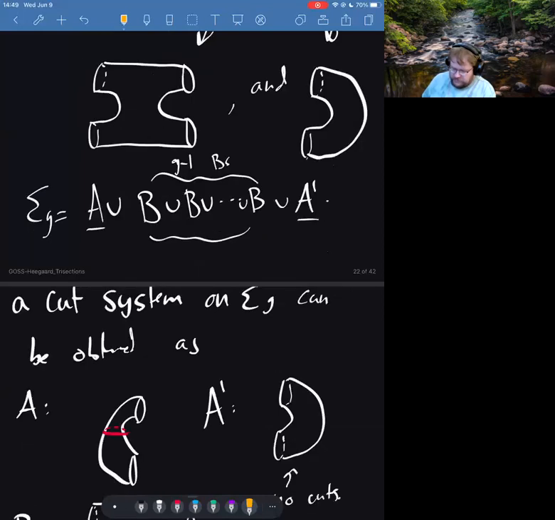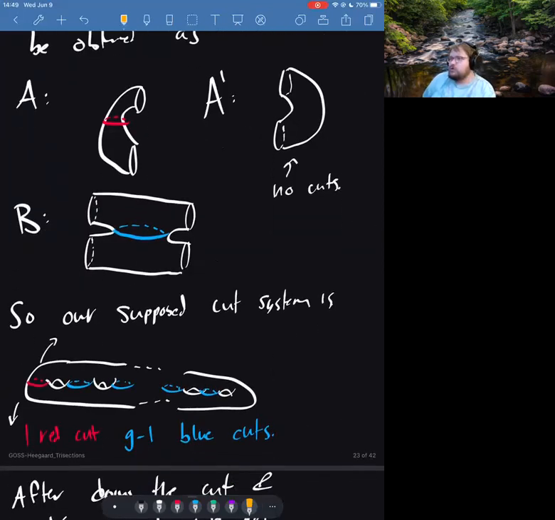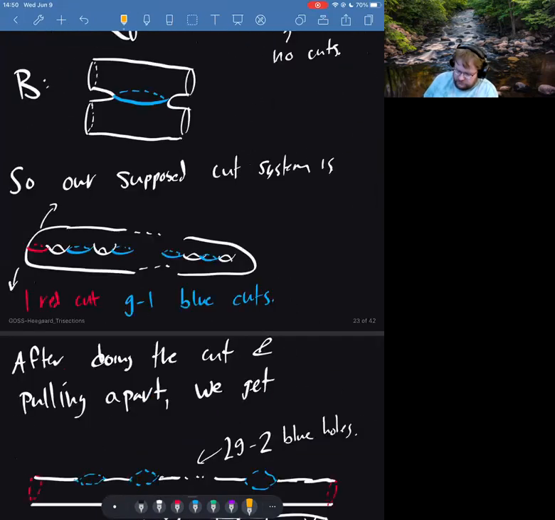And we can describe a cut system on here as follows. So on A, we're just going to cut the macaroni noodle in half. In part B, we're going to cut along the midsection of this t-shirt thing, or if you want to think of it as weird pants, we're cutting the pants in half. And on A prime, we're not going to put any curves. So if I do everything like this, I get a cut system that looks like this. And this is on sigma sub g. And the colors mean nothing here. They're just to denote what piece it came from. So we have a red cut here, and then a bunch of blue cuts.